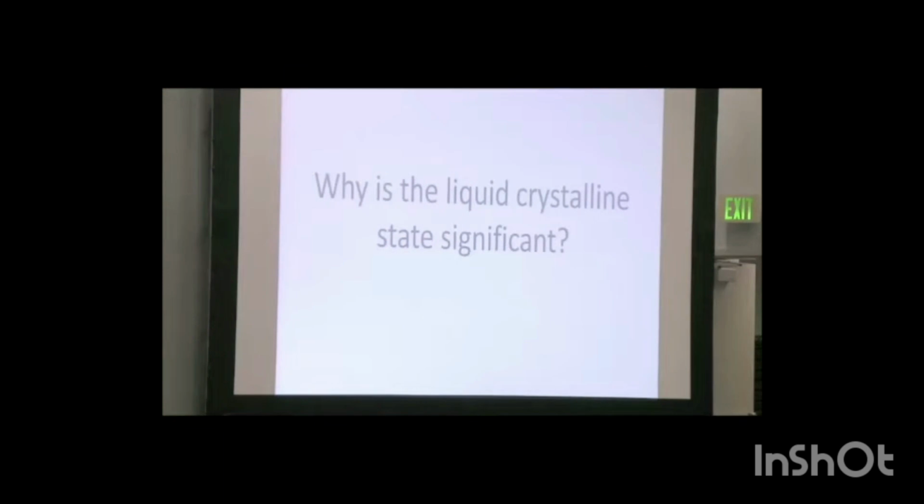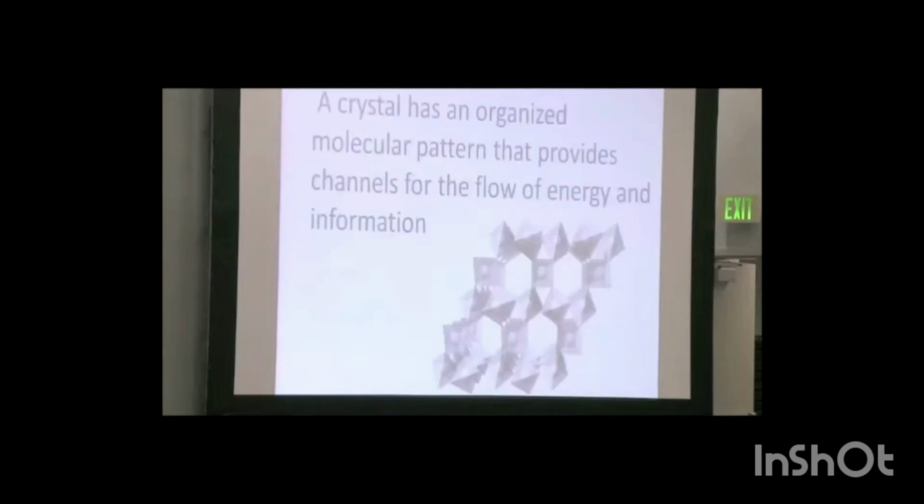Why is the liquid crystalline state significant? That's where we want to go. This diagram shows you that a crystal has an organized molecular pattern that provides channels for the flow of energy and information. This is the geometry that happens in a quartz crystal. Quartz is made of silicon and oxygen. Silicon is that big round ball that you see inside these three-dimensional tetrahedrons, and the oxygen atoms surround it. So when a crystal forms, you get a repeating geometry, and you can see those channels. If you were inside those channels, you would actually be able to see that there's a spiral created, just like your DNA helix, okay?